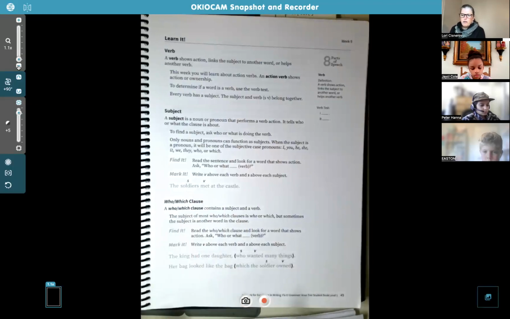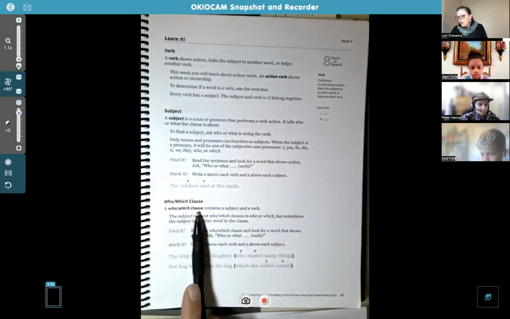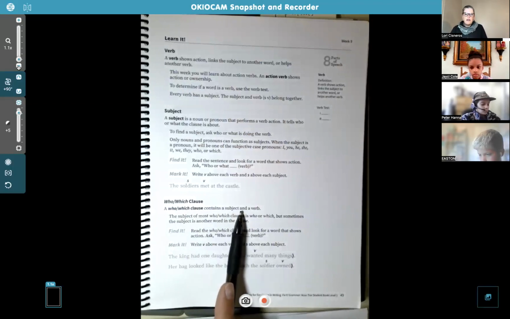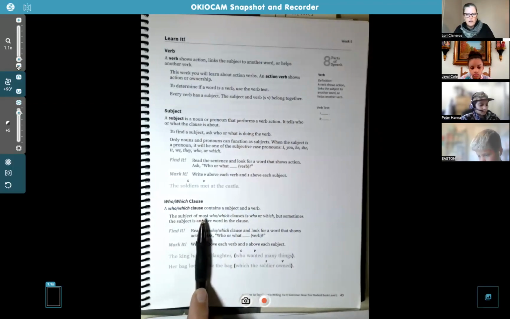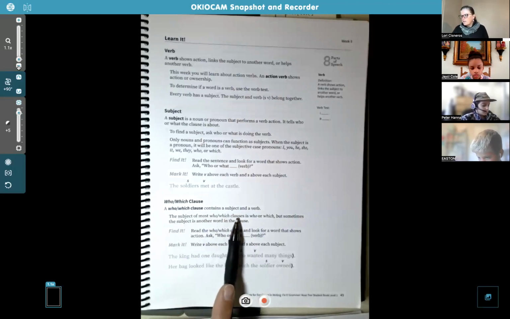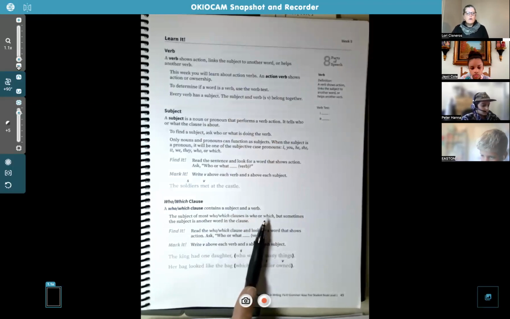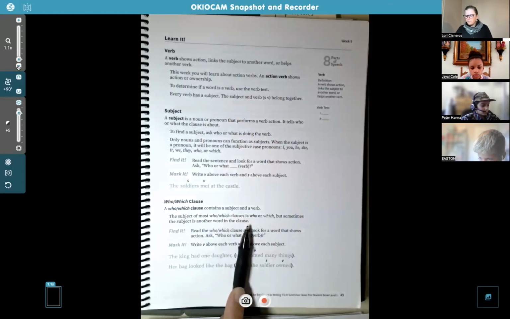Now down here, it's talking about the who-which clause. The good news about that is you've already started using that in your writing. You guys are already doing ly adverbs and who-which clauses. So you're pretty familiar with these, which is good. A who-which clause contains a subject and a verb. The subject, this is where it gets weird, but don't worry, it'll make sense as we go. The subject of most who-which clauses is who or which, but sometimes the subject is another word in the clause.